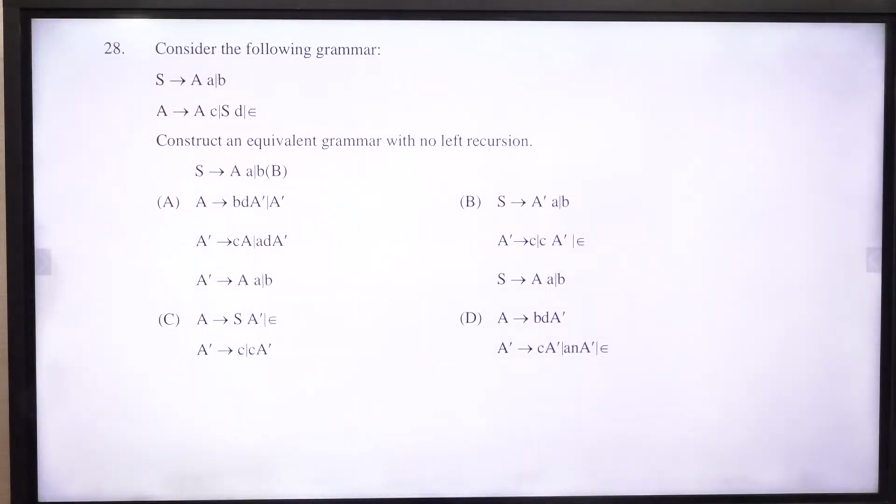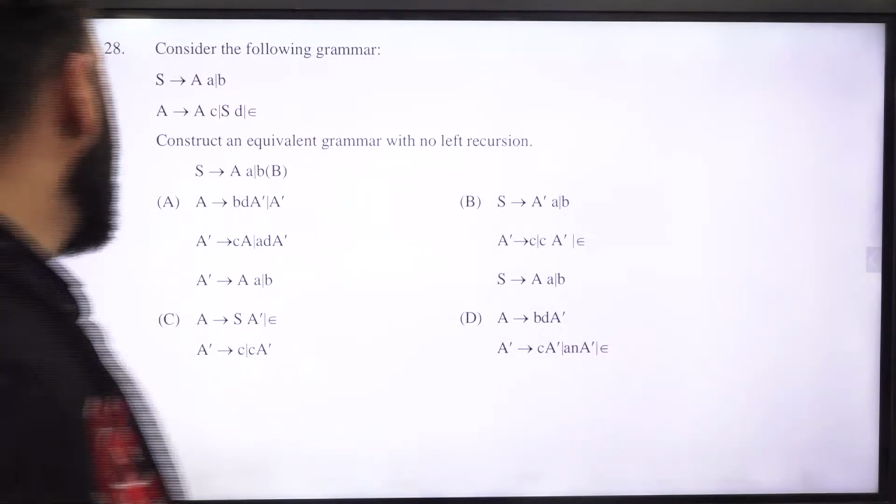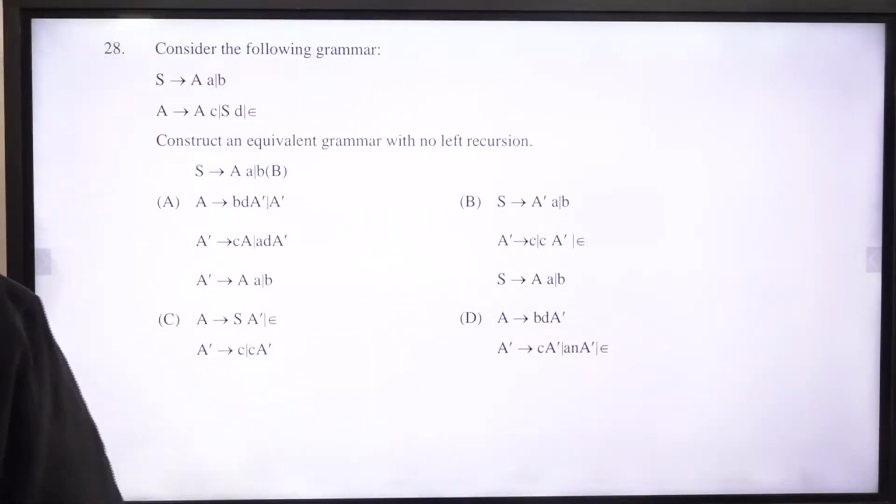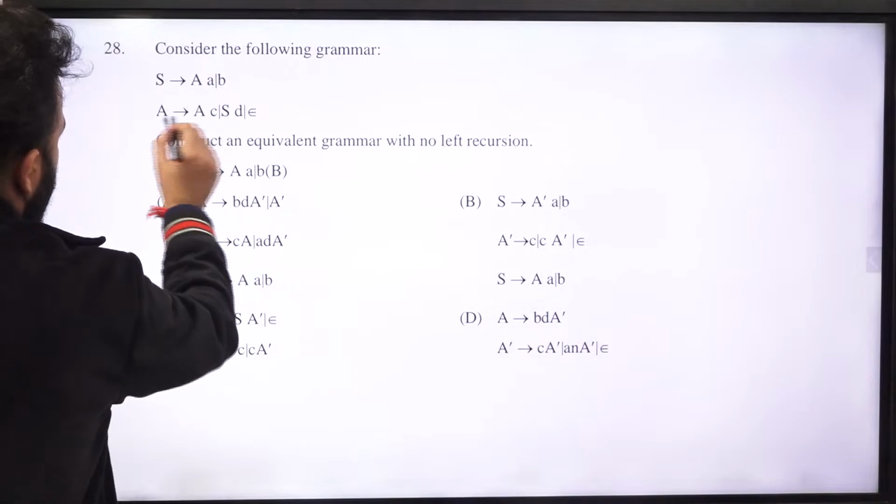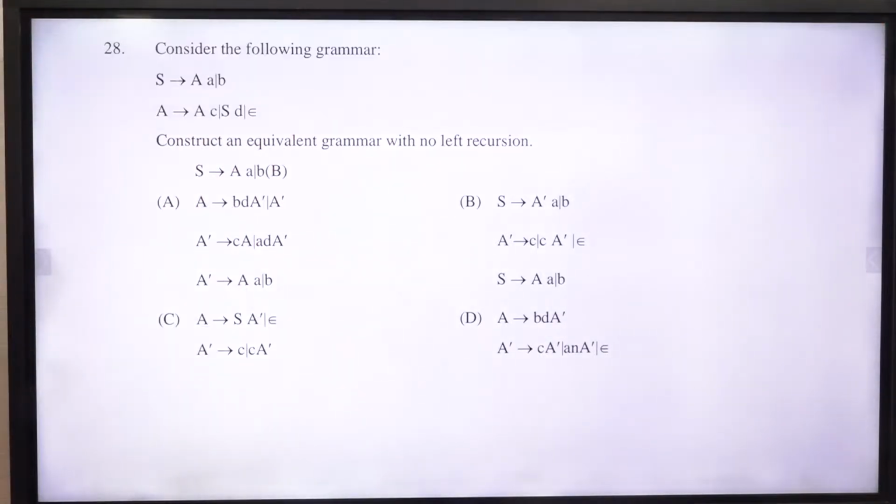Now it is saying left recursion. Consider the following grammar. S is equal to AA, B, A is equal to AC, and SD, comma, epsilon. And it is asking what will be the equivalent grammar with no left recursion. So try to find it.